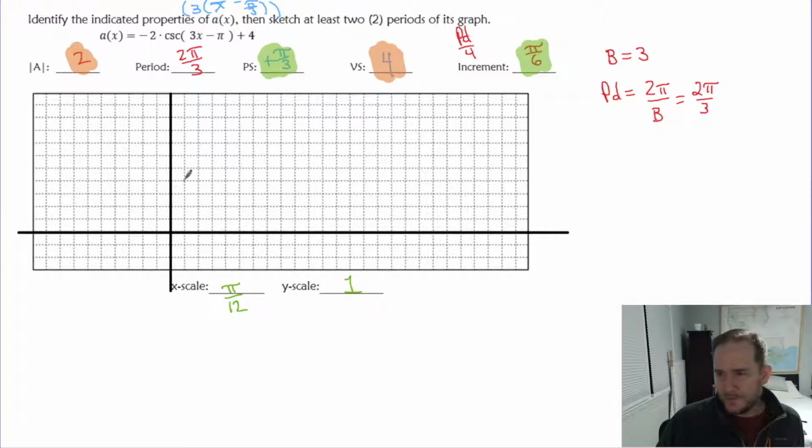So where are we going? We're gonna plot the vertical stuff. I like to do that. So we said we're going up 4, 2, 3, 4. So that's going to be our midline. Then we're going to get extrema 2 units up and 2 units down.